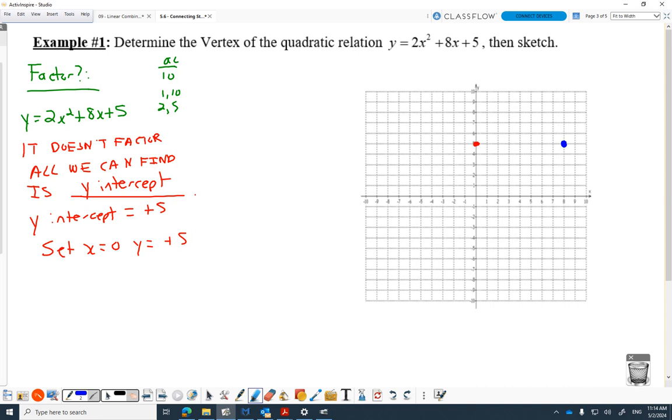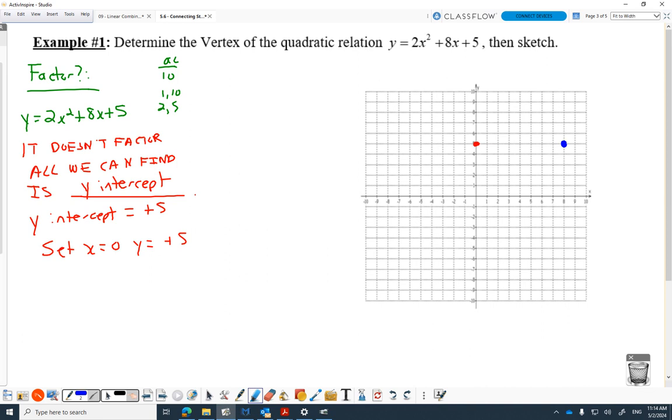Then I can do halfway between. Then I can sub it in. I can do all the stuff. I just need a symmetrical point. We didn't need the x-intercepts. We needed a symmetrical point. That's why I'm saying symmetry. And you go, okay, well, that's fine. How am I going to find that?